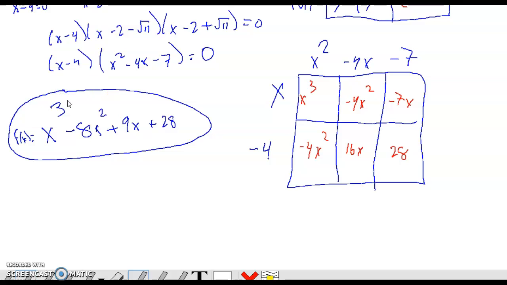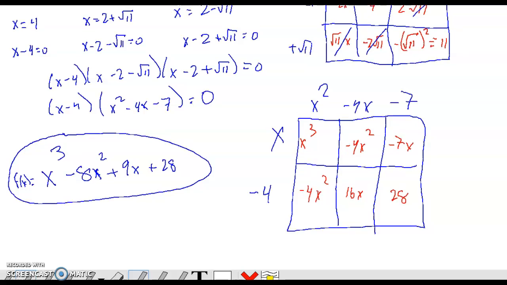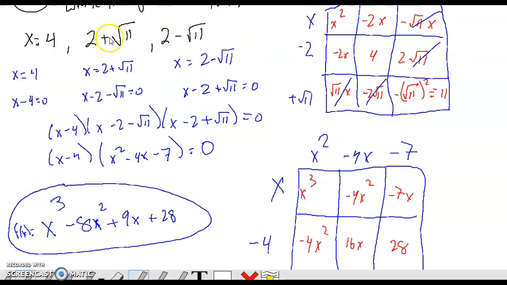So notice that even when we multiply everything out, our answer will never have a radical in it. Just FYI, these are conjugates, 2 plus root 11 and 2 minus root 11, and when you multiply conjugates together, the radicals will all disappear. And we can still graph this one. It would just be a little bit harder to figure out where 2 plus root 11 and 2 minus root 11 are.